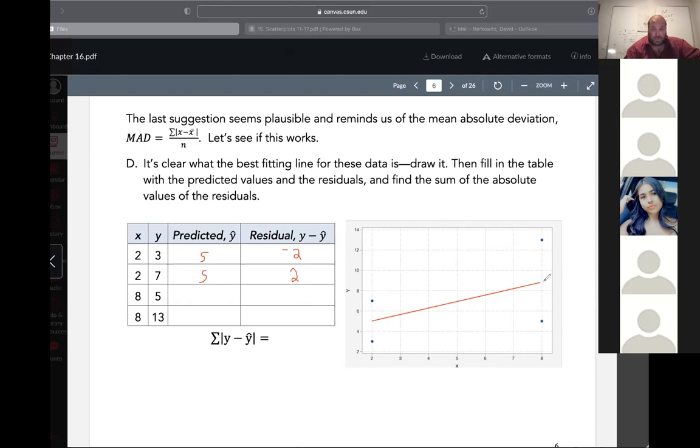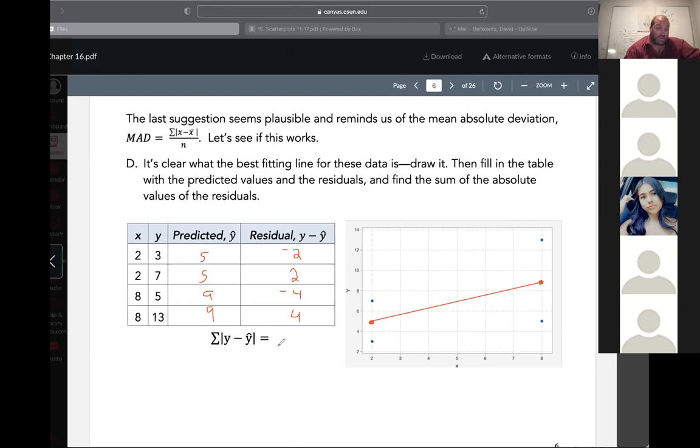For this one, if we look at this guy here, 8, 5, what's the predicted value for 8? 9. So these are both 9. What's the residual for that one? -4. Oh, 4. My bad. And how about for this one? Just regular 4.